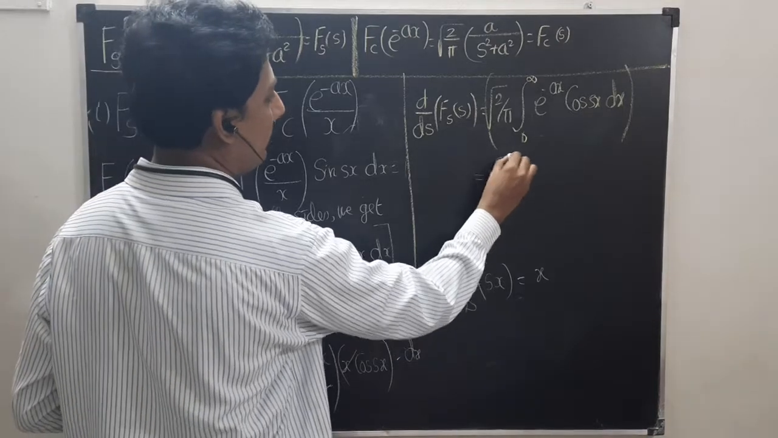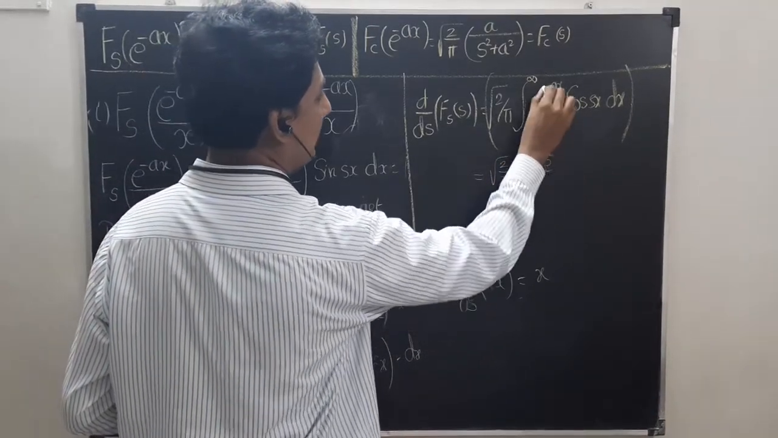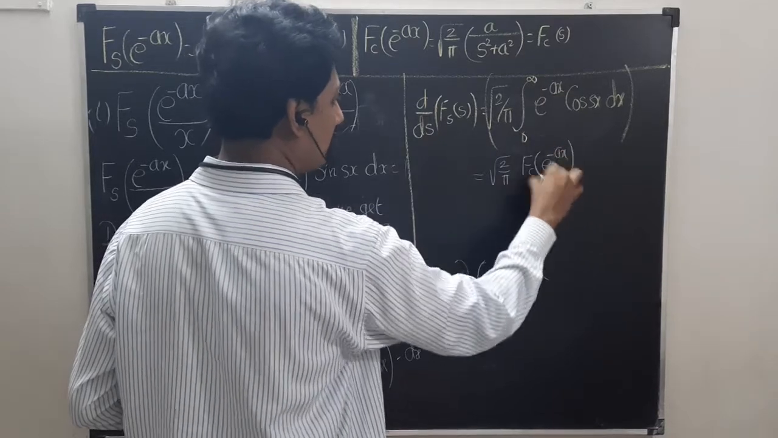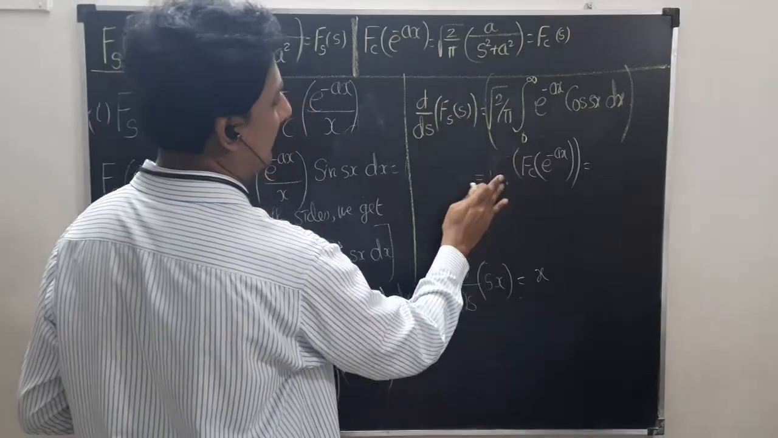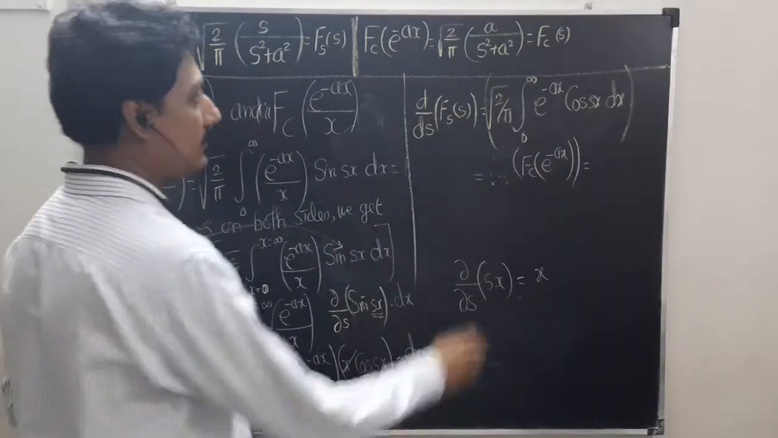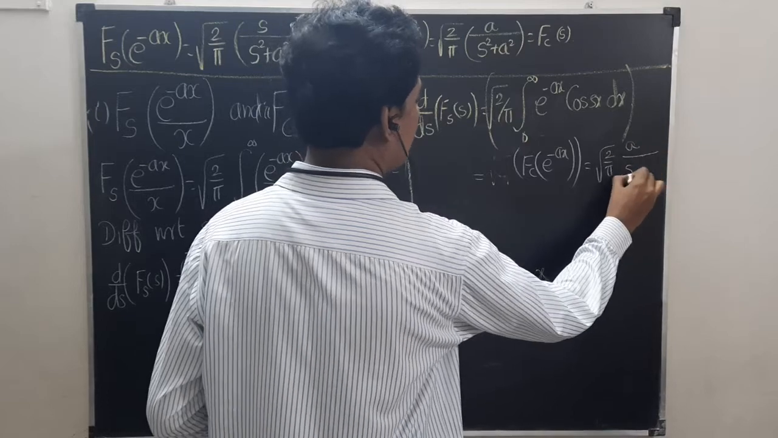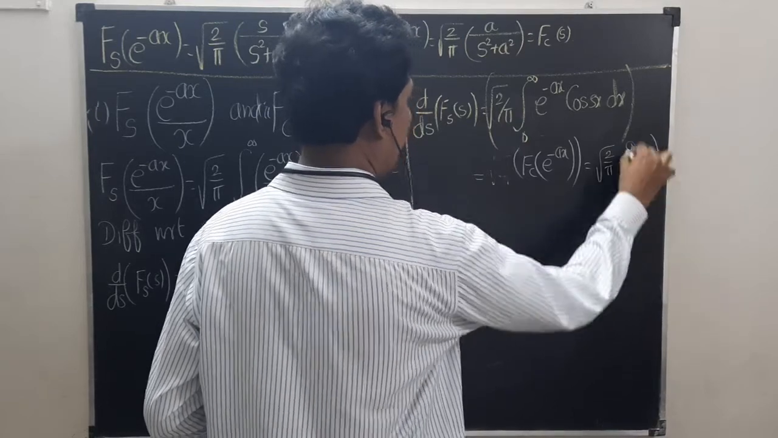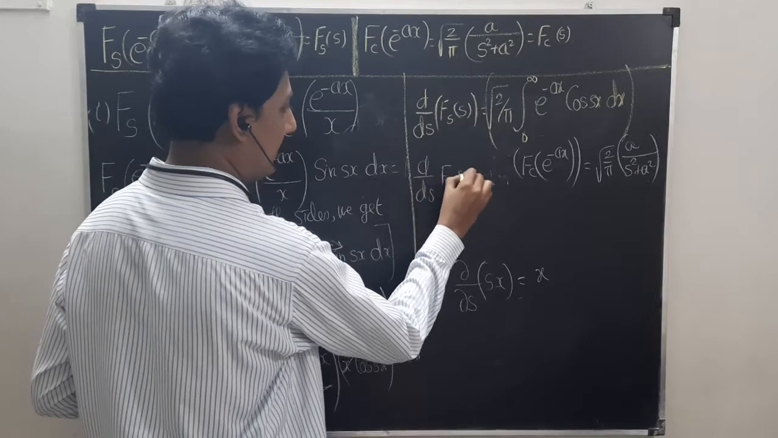It is equal to the square root of 2 by pi times the Fourier cosine transform of e to the power minus ax. The root 2 by pi is not there, so this is exactly the Fourier cosine transform of e to the power minus ax. It's nothing but square root of 2 by pi, a by s squared plus a squared. So this is the d by ds of Fs of s.